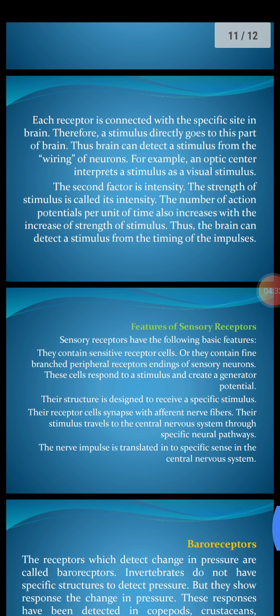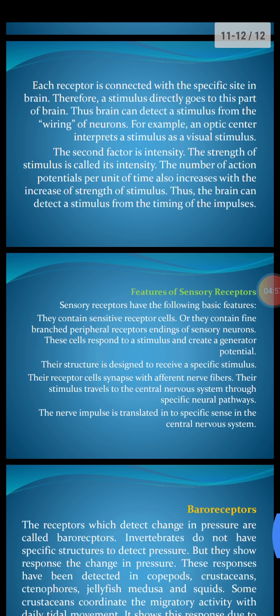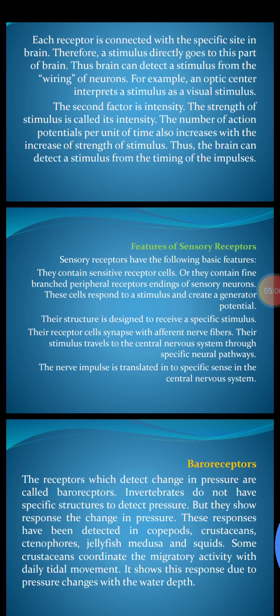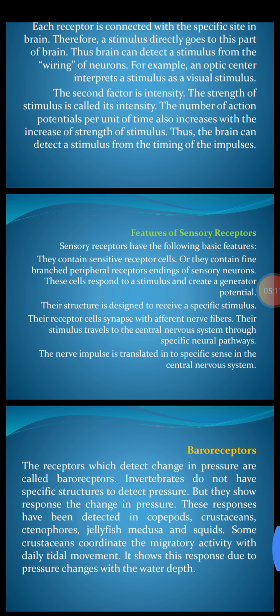Now there are some features of sensory receptors. They contain sensitive receptor cells or fine branched peripheral endings of sensory neurons. These cells respond to a stimulus and then they produce a generator potential. Their structure is designed to receive a specific stimulus. The receptor cells synapse with efferent nerve fibers. Their stimulus travels to the central nervous system through specific neural pathways. The nerve impulse is translated into a specific sense in the central nervous system or specific areas in the brain.